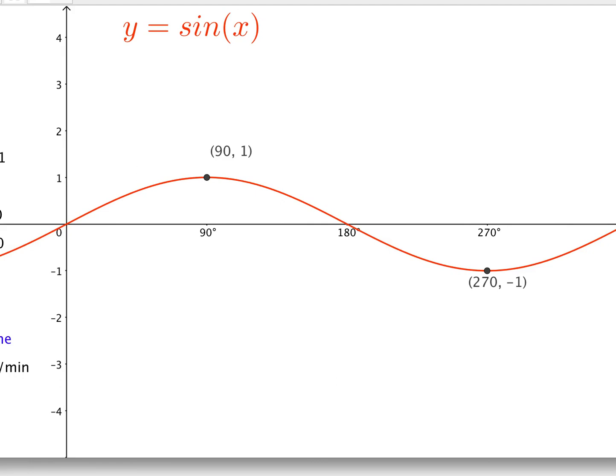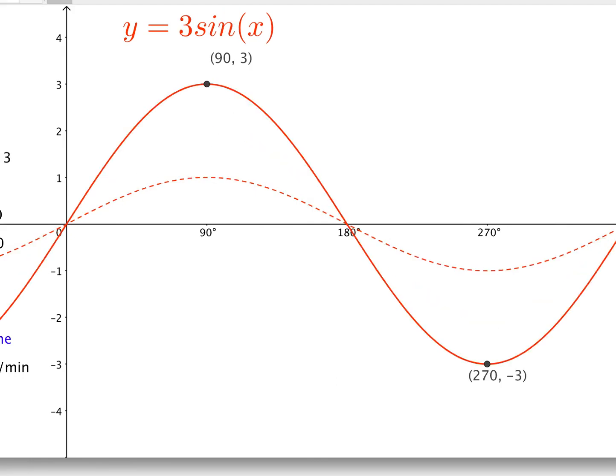So here is y equals sine x. If I put a number in front of sine x, and sine x is the y coordinate, I've just multiplied it by 3. At 90 degrees, the y coordinate is 1. The y coordinate is now 3 times bigger. So it's still 90 degrees, but it's 3. At 270 degrees, the value is -1. So the y coordinate is -1. Multiplied by 3, it becomes -3. But it's still at 270 degrees.